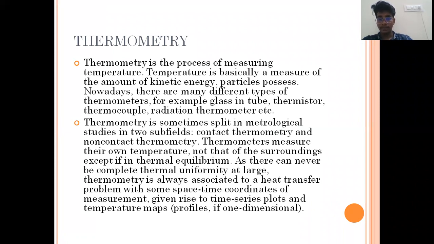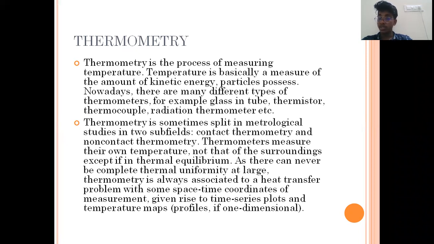Nowadays, there are many different types of thermometers. For example, liquid-in-glass, thermistor, thermocouple, radiation thermometer, etc. Thermometry is sometimes split in metrological studies into two subfields: contact thermometry and non-contact thermometry. Thermometers measure their own temperature, not that of the surroundings, except if they are in thermal equilibrium, as they can never be completely thermally uniform at large.